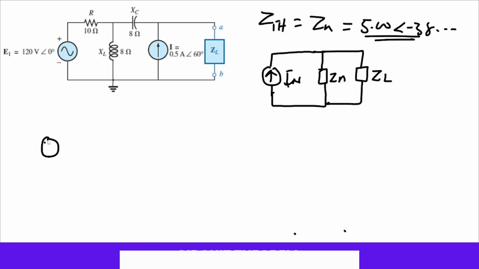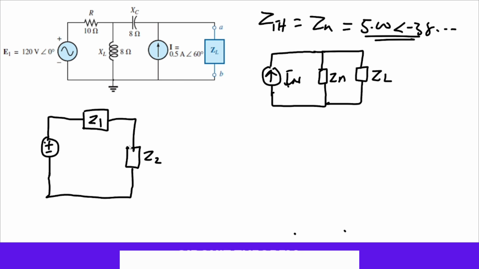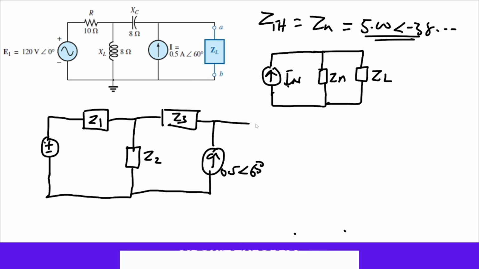So we have our voltage source, and the first thing you should always consider is that we should convert each of the branches into a single impedance. So we have Z2 here. So we have Z3 here. And then finally we have our current source, which is 0.5 angle 60 degrees. And then finally we have where we are going to determine our short circuit current, IN. So you can see that this side of the circuit is being short circuited, right? So let's look at what will happen.